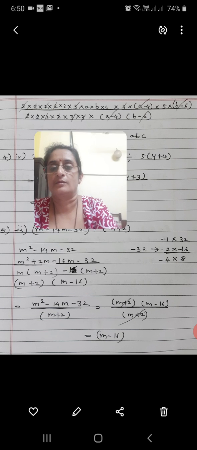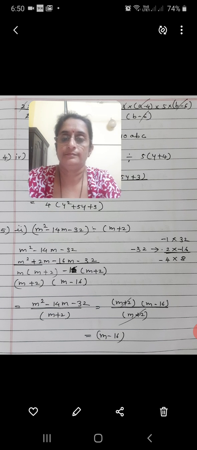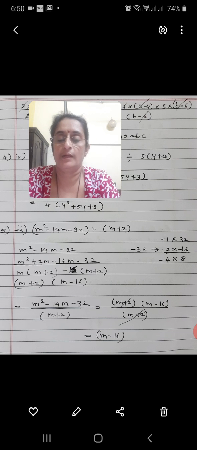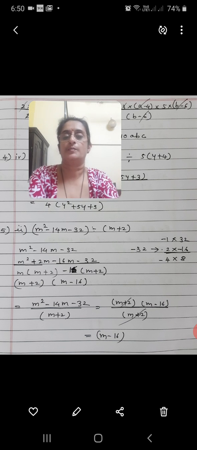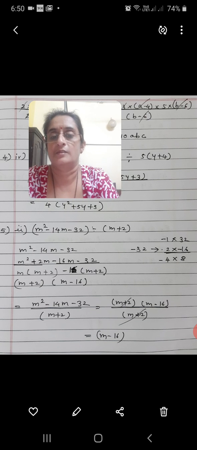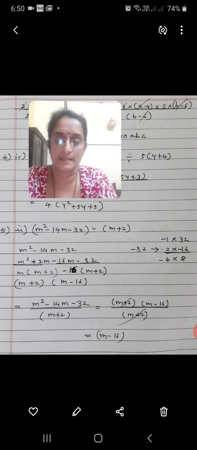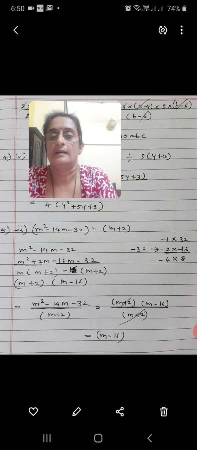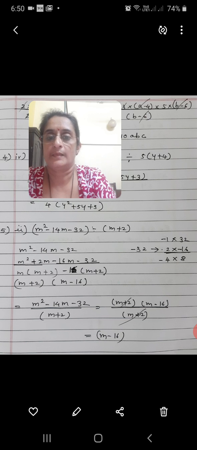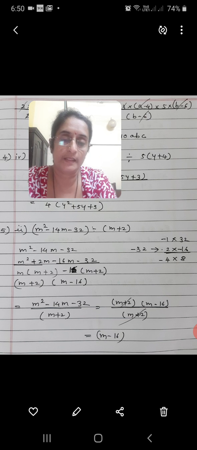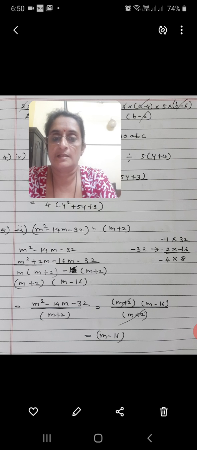Right. Next question is (m² − 14m − 32) divided by (m + 2). Now here we will try to split the term m² − 14m − 32. We will make the factors of it, as we did in the previous exercise, that is 6.2. See the last term, that is −32. You know how to split the middle term, I have taught you in the previous exercise.